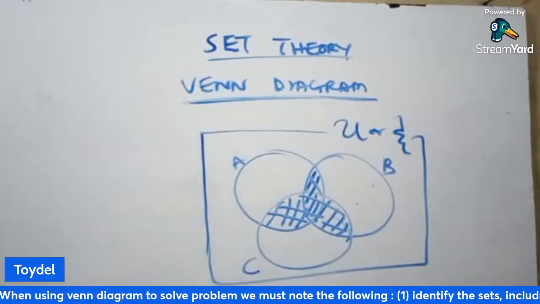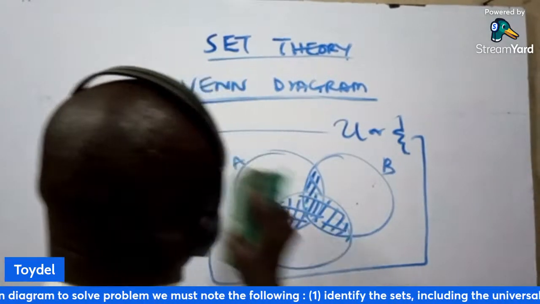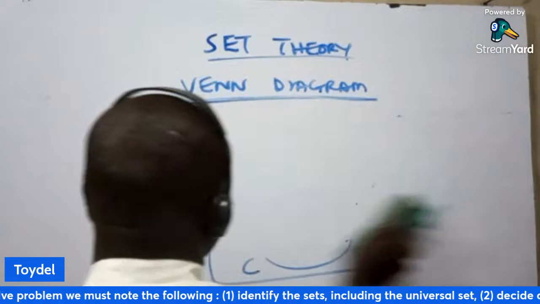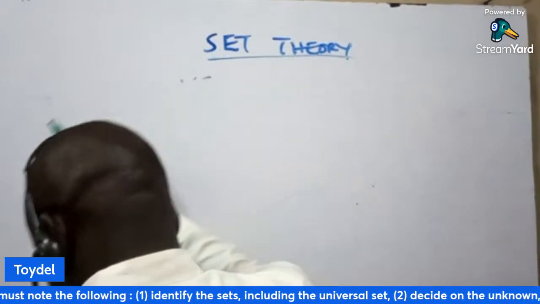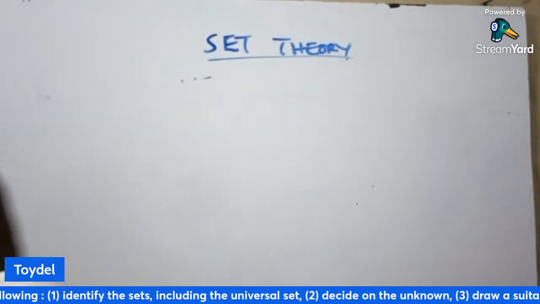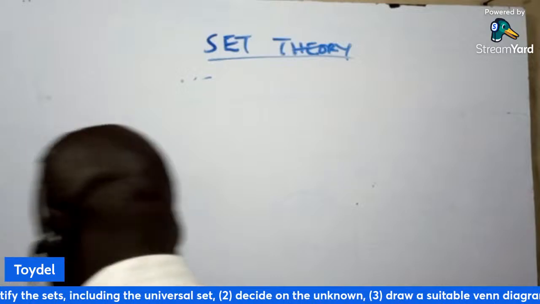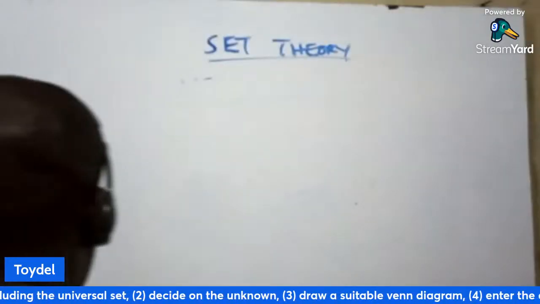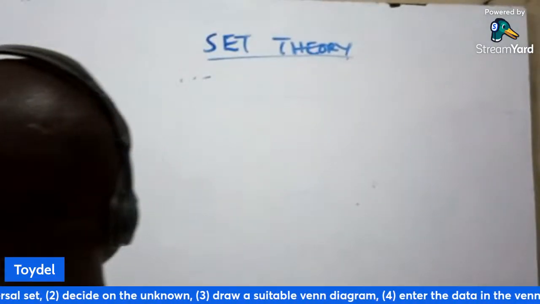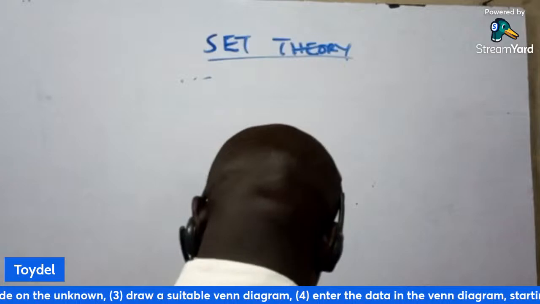You understand? Then the fourth point is that we enter the data. What we are given, we enter the data. Then finally, we now form an equation. We form an equation with the data for us to be able to solve the problem.